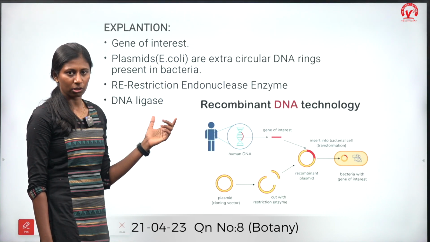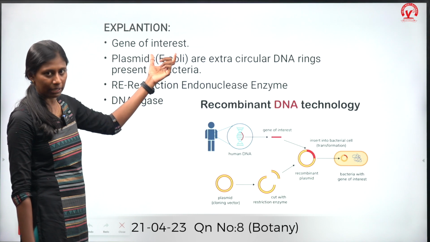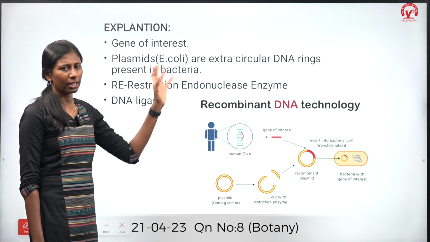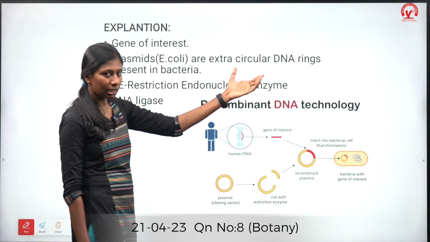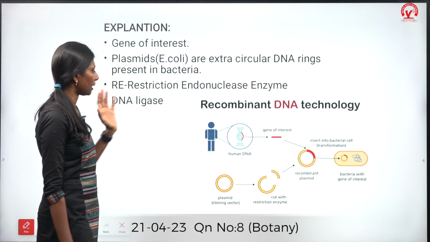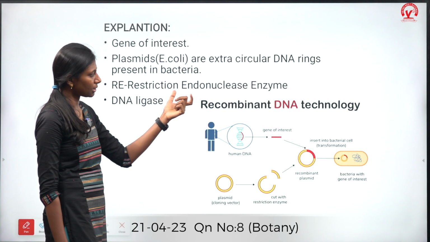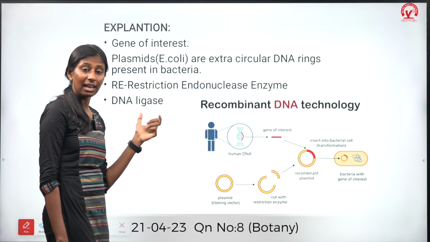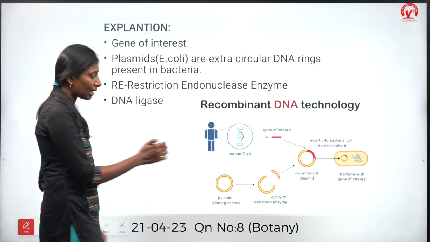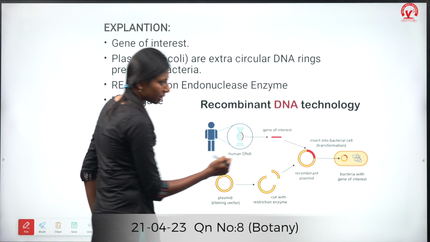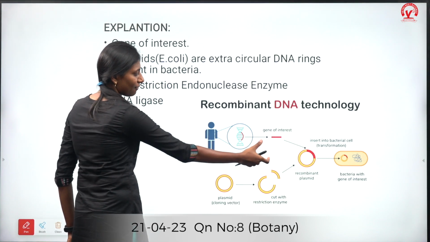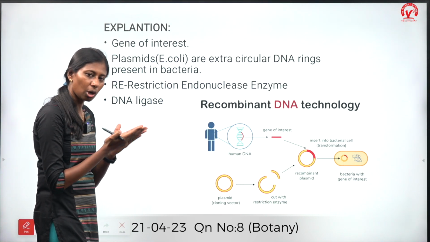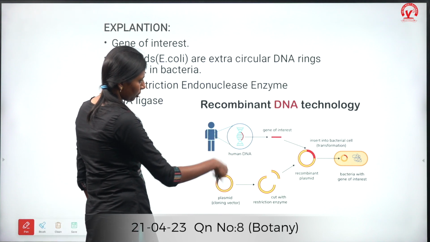To demonstrate this technology, we need a gene of interest from the foreign DNA. Plasmids, usually E. coli will be used. These are extrachromosomal DNA rings present in the bacteria. And restriction endonuclease enzyme. What is the purpose of restriction endonuclease enzyme? It will act as molecular scissors. It will cut the DNA at specific points, and we will get the desired DNA fragments. And DNA ligase. What is the purpose of DNA ligase? It will join the cut DNA portions.